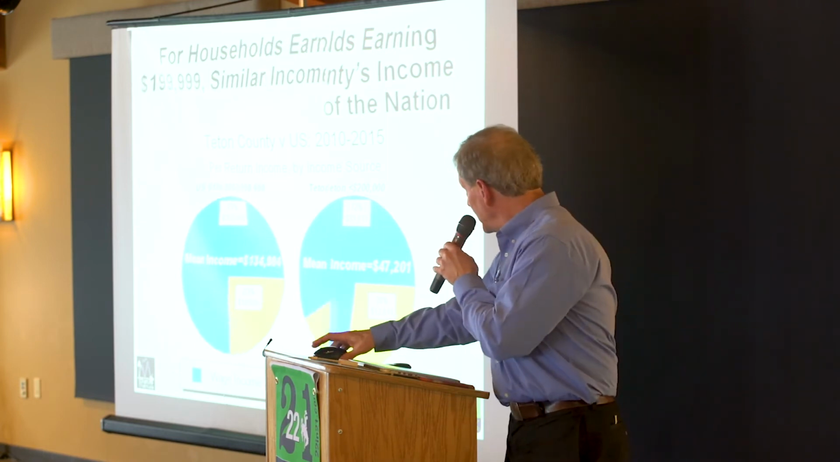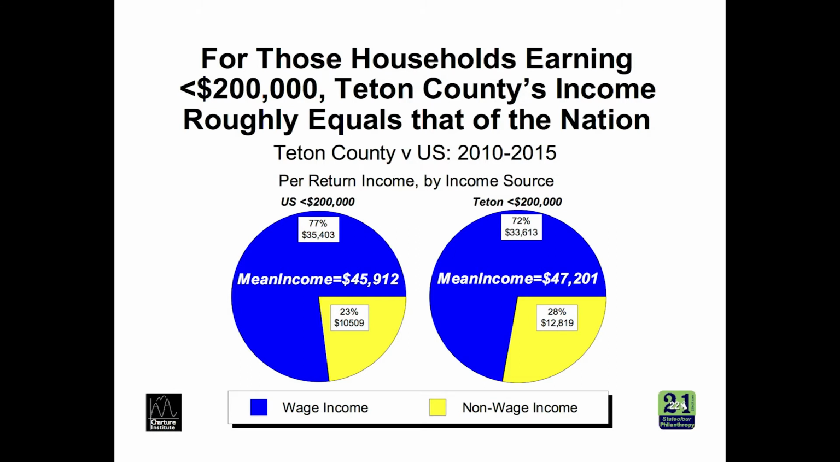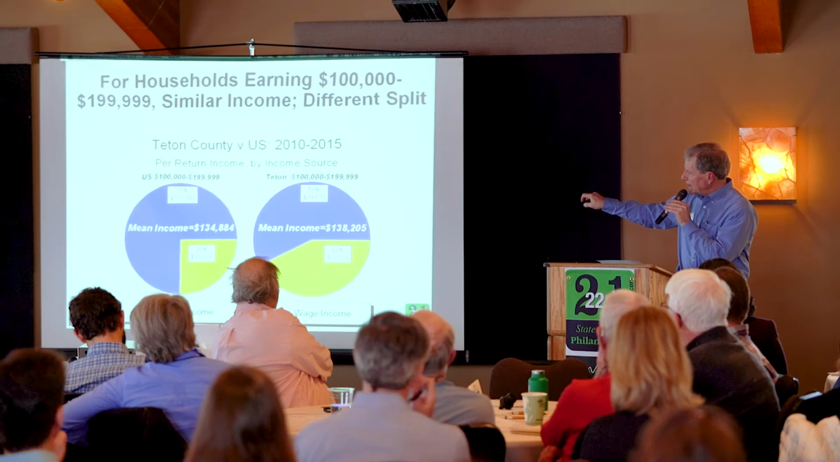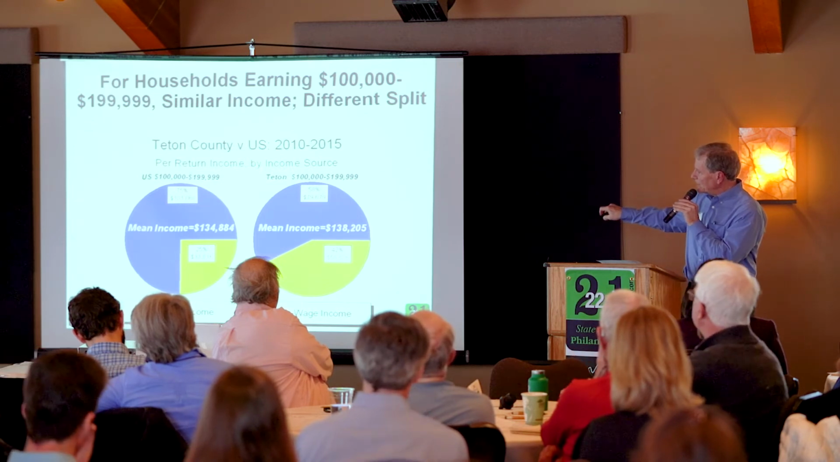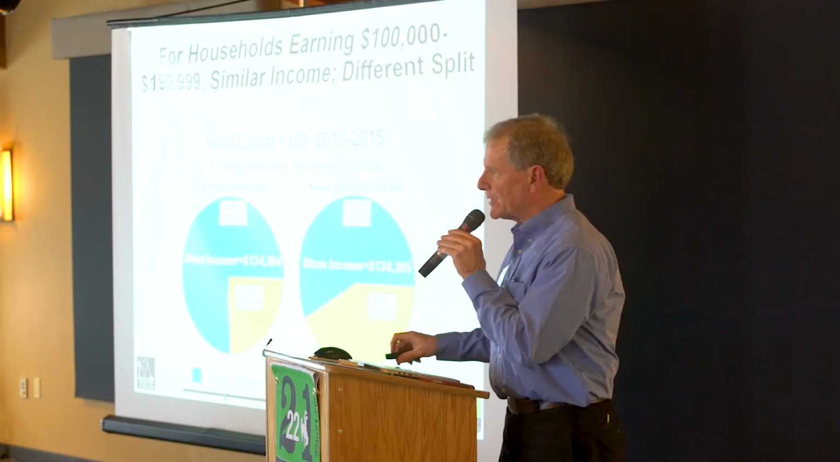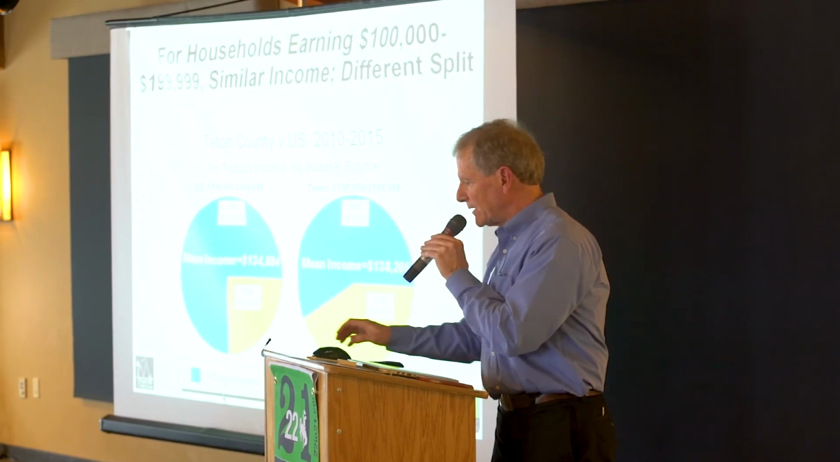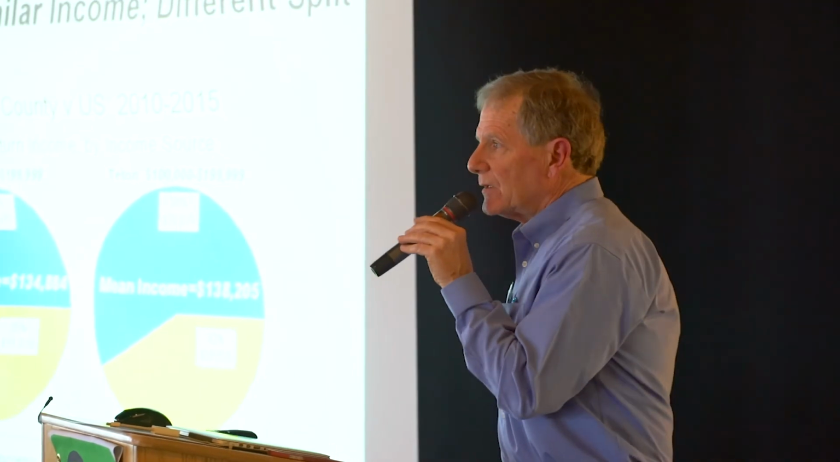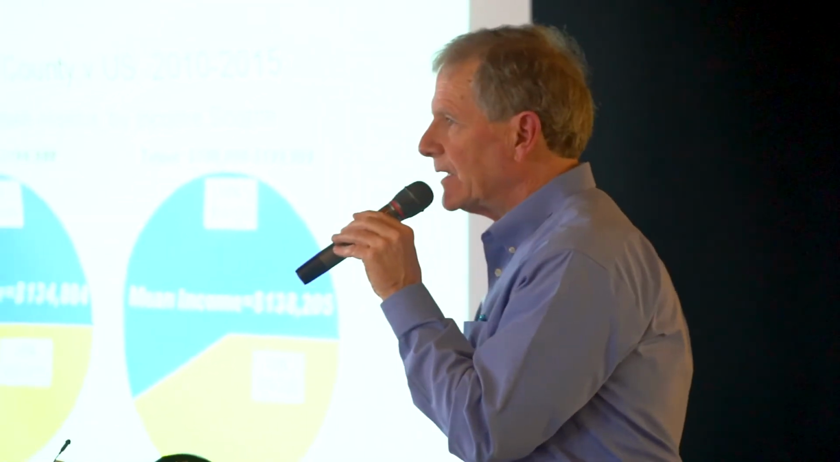If you break it out a little bit more and you just look at those households between $100,000 and $200,000, again, the figures are almost identical. $135,000 for U.S. households, $138,000 for Teton County. What you can see, though, is that the split is starting to happen where we become more dependent. People who are making $100,000 or more are becoming more dependent on investment income. Why is that important? Because as the stock market goes, so does the income.